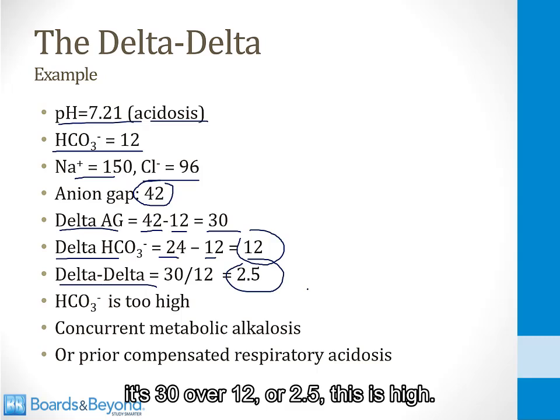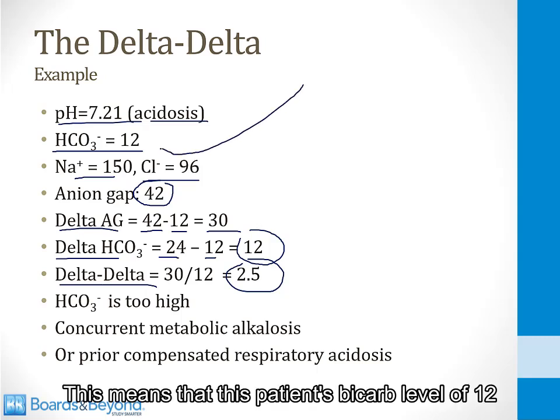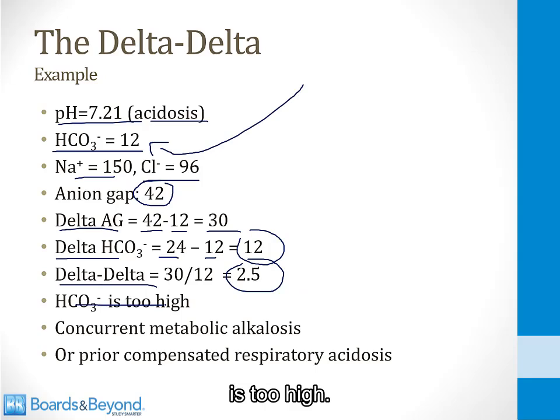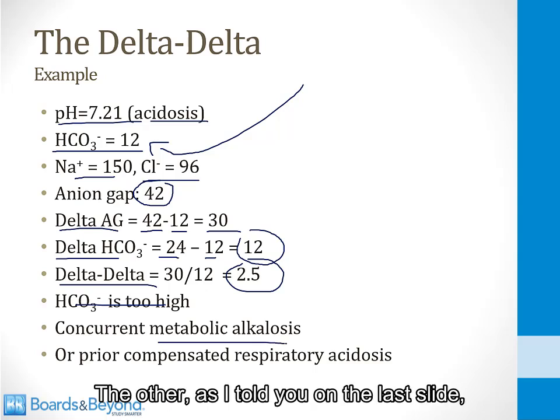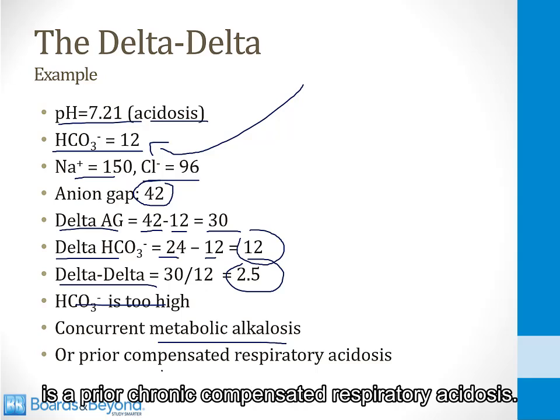This is high. This means that this patient's bicarb level of 12 is too high. So there must be some reason for that, and there are two possibilities. One is a concurrent metabolic alkalosis. The other, as I told you on the last slide, is a prior chronic compensated respiratory acidosis.